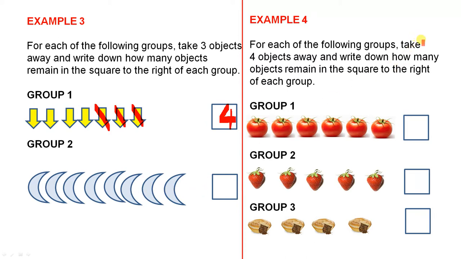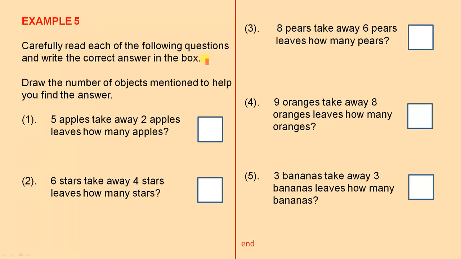For example 4, they take 4 objects away. So they cross 4 off for each of those groups and write the answer in the square. Here are just some suggestions for example 5 of what you can do.